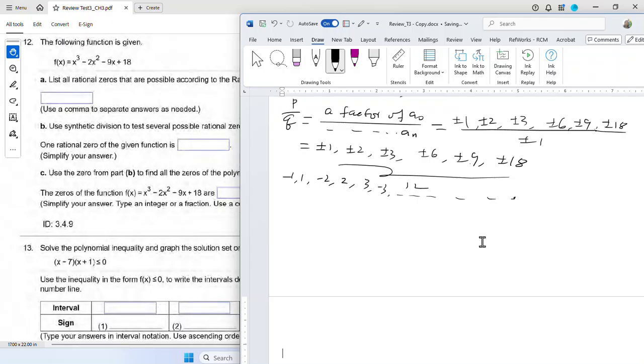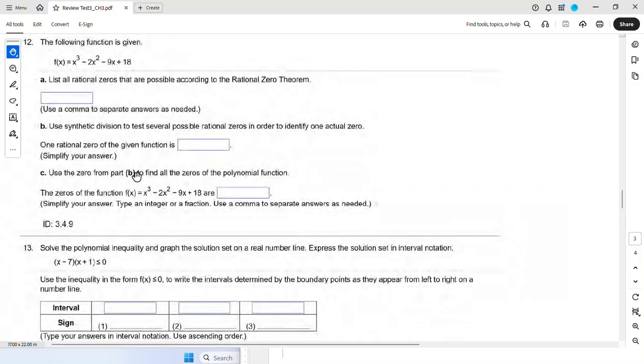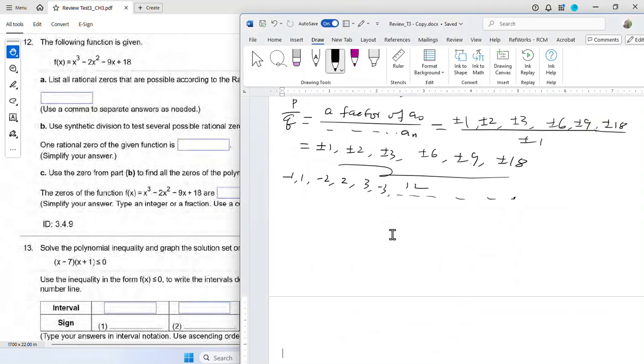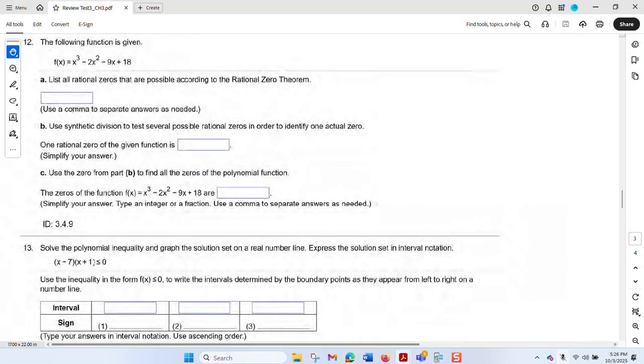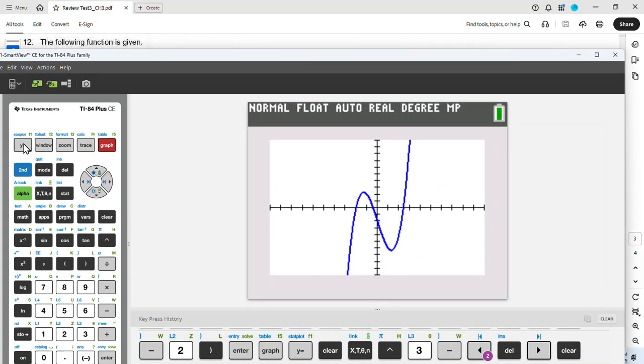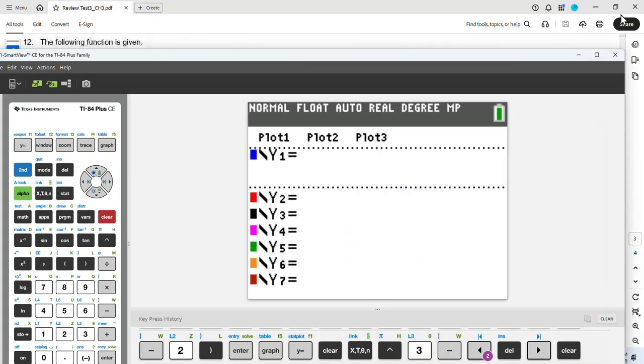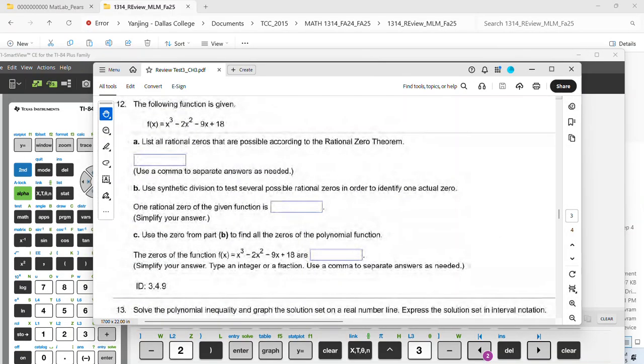Okay, and then this one is using the zeros from part B, find all real zeros. Okay, so what does this one mean? I do not recommend you to test all these 12 zeros, okay? So I recommend using the graphing and then verify. This will be quick and easy using the graphing instead of doing all the possible zeros. So we're going to graph this whole thing and then we verify.